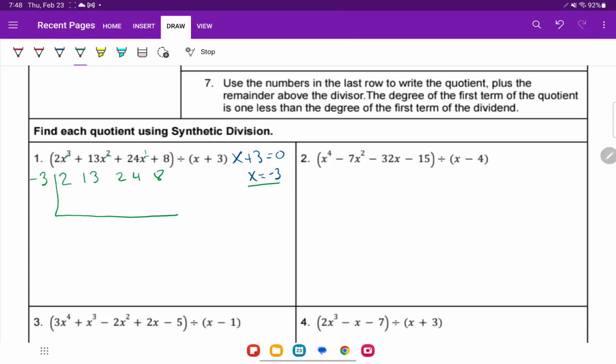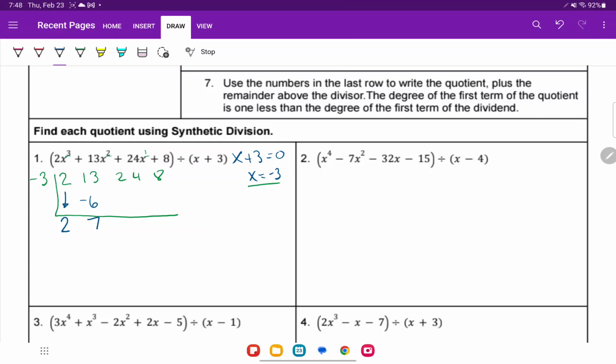All right, the first step when you're doing synthetic division is we're going to drop this number 2. We do that always. So drop the first number always. Then we're going to multiply this c value right here, our pivot point, times the number that we just dropped. So negative 3 times 2 is negative 6, and we're going to place that in the second column, second row. And then we just add, we combine. So here 13 minus 6 is going to be 7.